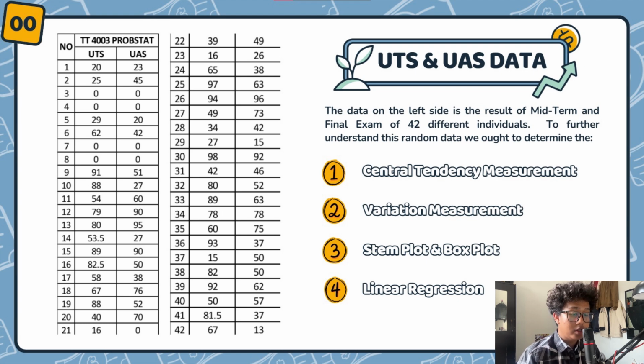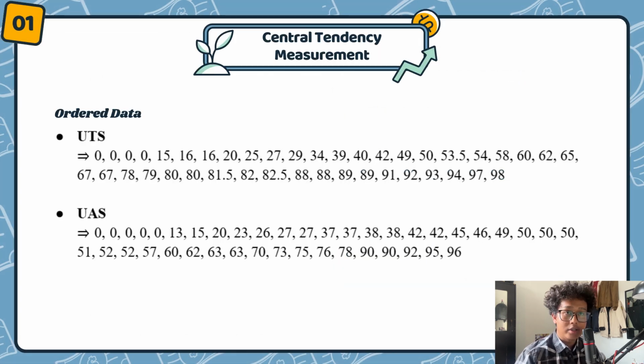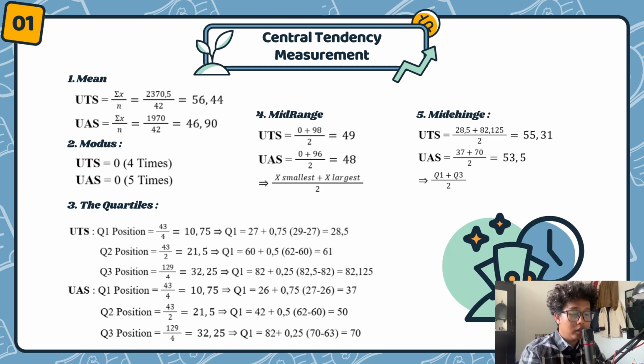So let's just first get into the central tendency measurement. As you can see here, before we are actually able to calculate the central tendency measurement, the first thing that we have to do is to order the data or to sort the data in order. As you can see here, we have the midterm and the final term data ordered in ascending manner, which starts from the smallest and ends with the largest. And after we have ordered the data, we then can continue into our calculation.